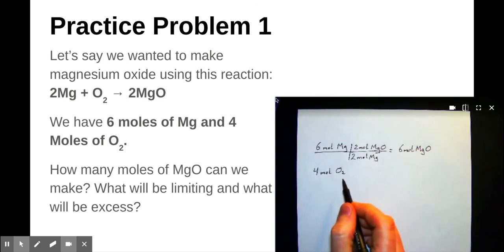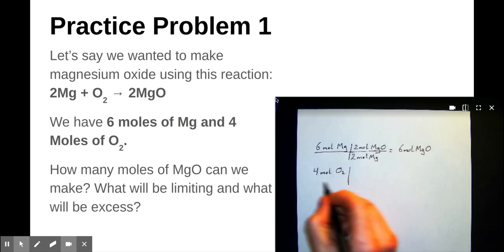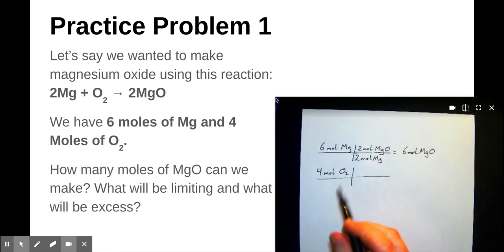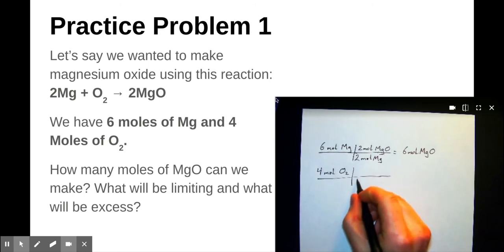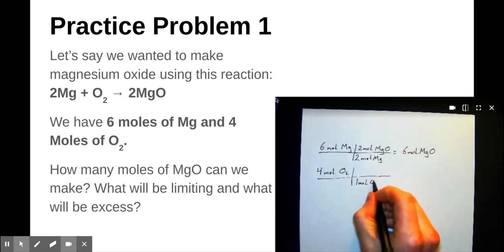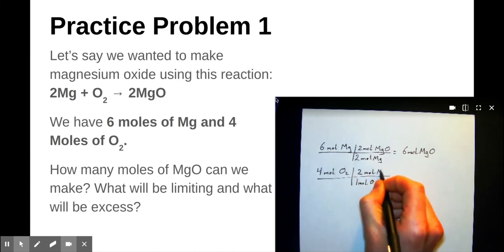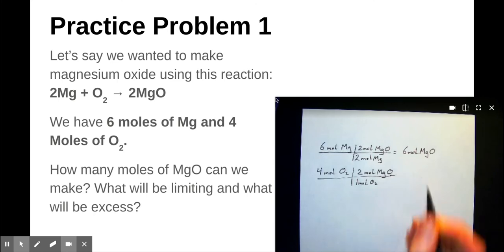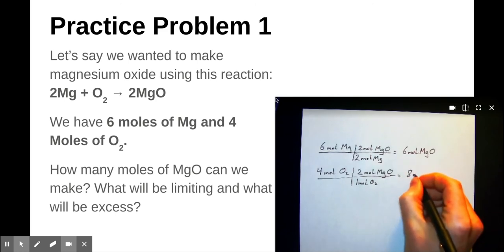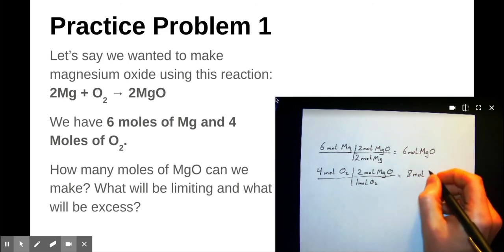Now we have 4 moles of O2, and the molar ratio between O2 and magnesium oxide is a 1 to 2 ratio. For every 1 mole of O2, we can make 2 moles of magnesium oxide. So if we solve that, 4 times 2 is 8. So we have enough oxygen to make 8 moles of magnesium oxide.